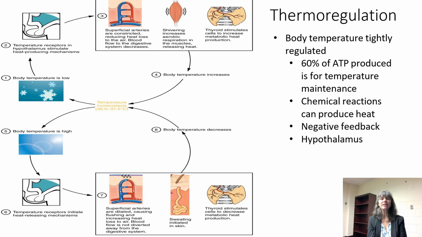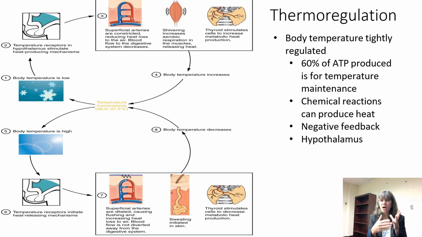The body has to regulate temperature very specifically, because if a person gets too hot or too cold, then that's going to disrupt homeostasis. So when body temperature falls, temperature receptors in the hypothalamus are going to stimulate heat-producing mechanisms. And that means that the superficial arteries and arterioles and capillaries are going to constrict to reduce heat loss to the air, and it's going to get blood flowing to our internal organs. A person will also be stimulated to start shivering because the contraction of skeletal muscle can produce heat.